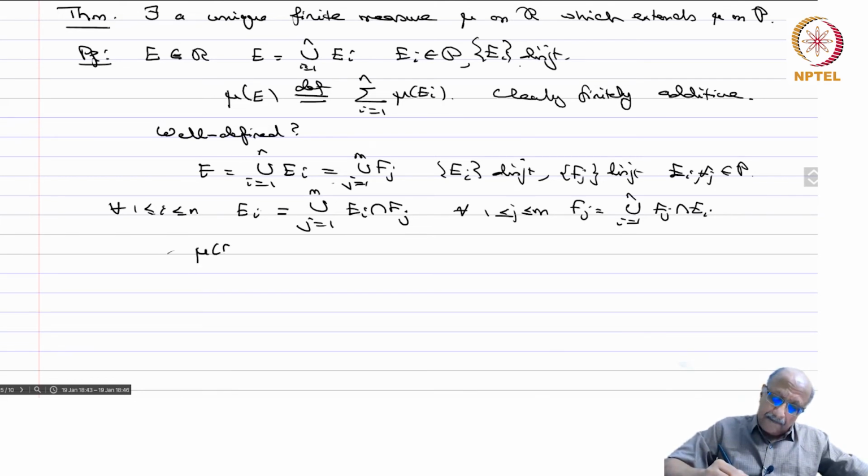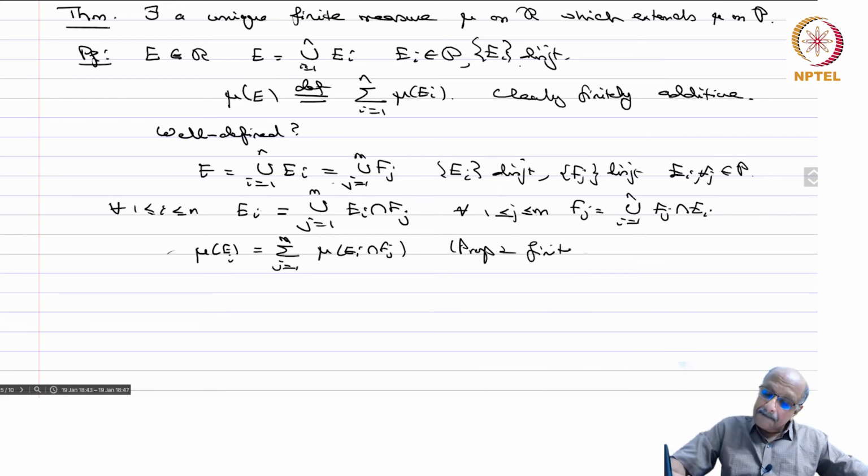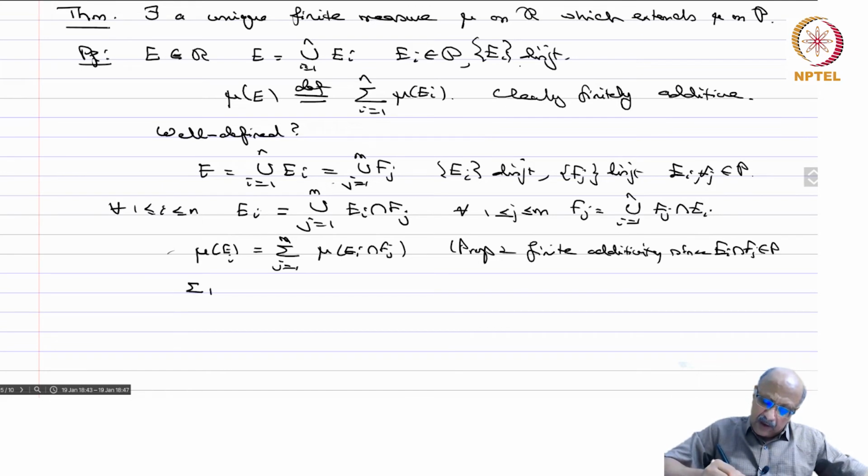Okay, so mu of E. Now the intersection of two elements of P is either empty or it is an element of P, and Ei is the union of these. So we saw in proposition 2 that mu is countably additive in P, therefore it is also finitely additive in P. So mu of Ei is nothing but the sum j equals 1 to m of mu of Ei intersection Fj. So this is proposition 2 and finite additivity, since Ei intersection Fj belongs to P and Ei is anyway in P. Okay, and therefore the sum of mu of Ei.